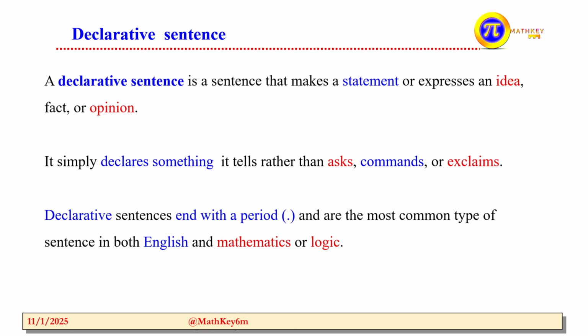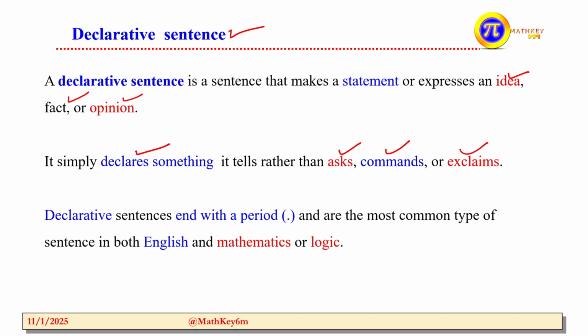Before we deal with propositional logic or proposition, let us see what is meant by declarative sentence. Declarative sentence is a sentence that makes a statement or expresses an idea, facts, opinions or actions, in detail, a statement we can express, we call that a declarative sentence. Or it simply declares something. It tells rather than asking or commanding or exclaiming, it describes or declares something.